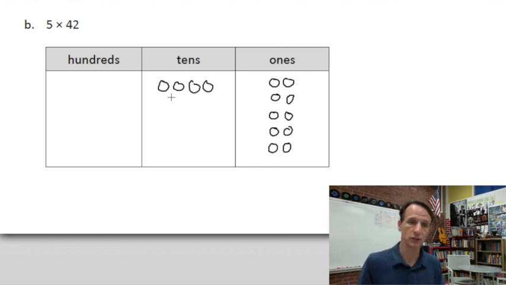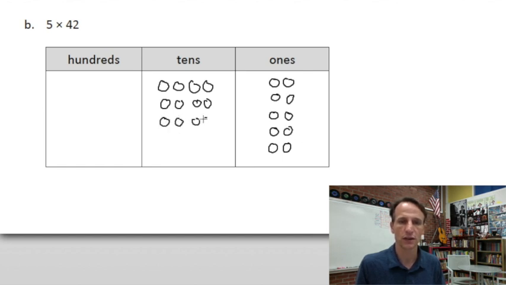Now we look at our 4 tens. Same thing we're going to do. 1, 2, 3, 4, and a third set. 1, 2, 3, and 4, and a fourth set. 1, 2, 3, and 4, and lastly a fifth set. 1, 2, 3, and 4.